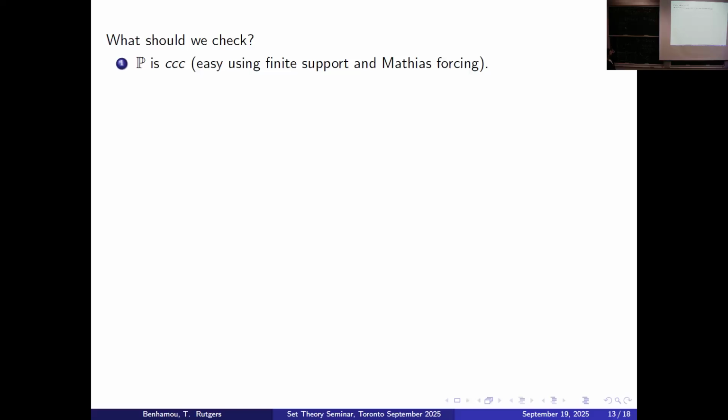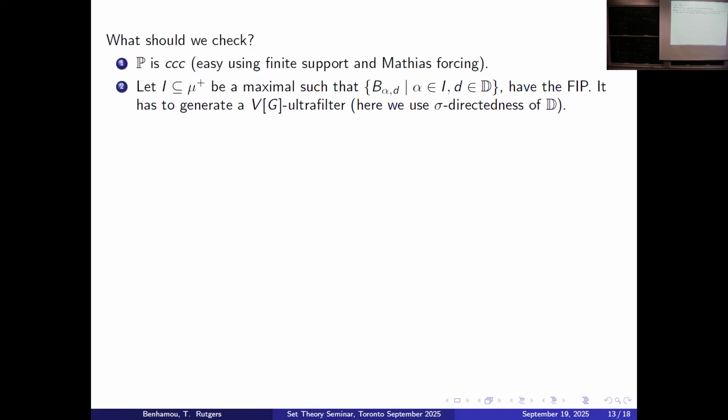Now what do we have to check? So obviously this is a CCC forcing. And now how do we get the set? So this is kind of the trick. We let I start. If I is forcing, itself is C6. It's sigma center.